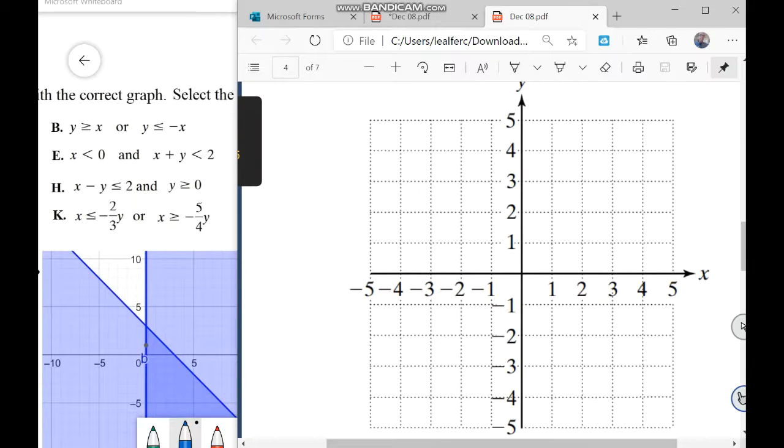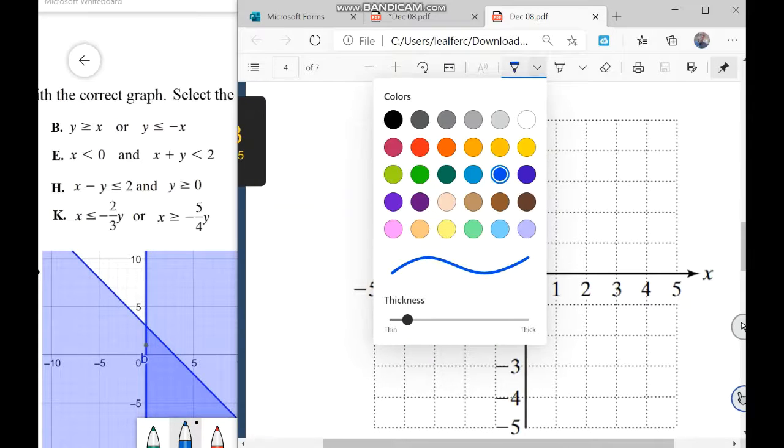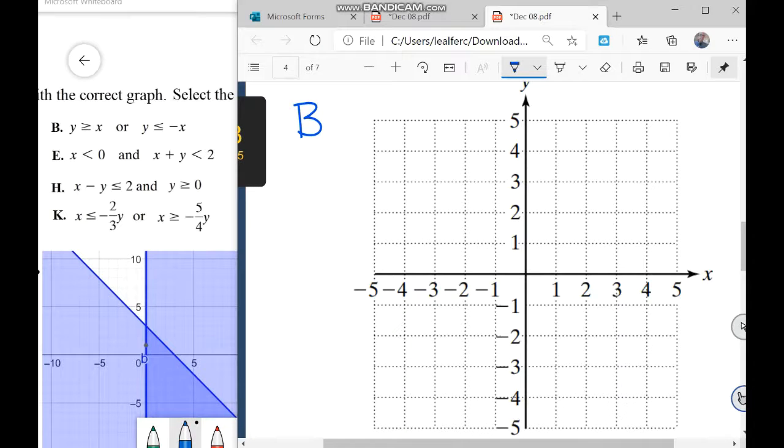Let me use this. Okay, I'm going to solve this, letter B. Solving by hand, letter B. We have one inequality, y greater or equal than x. The other inequality is y is less or equal to negative x. The first thing you have to do is to find the related equation. Related equation here is y equals x, right?